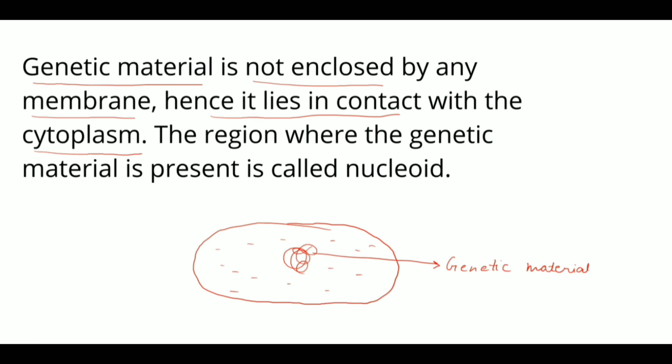So the region where the genetic material is present is referred to as nucleoid. Most people get confused that the genetic material of prokaryotes is known as nucleoid, but it is not nucleoid which is the genetic material of prokaryotes. It is the region where the genetic material of prokaryotes is present, since the genetic material lies in contact with the cytoplasm. And the region where the genetic material is present is known as nucleoid. So we need to remember that.